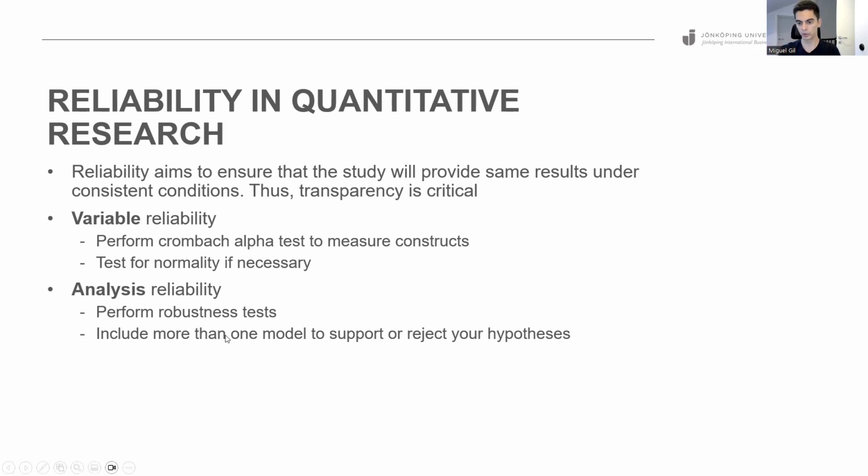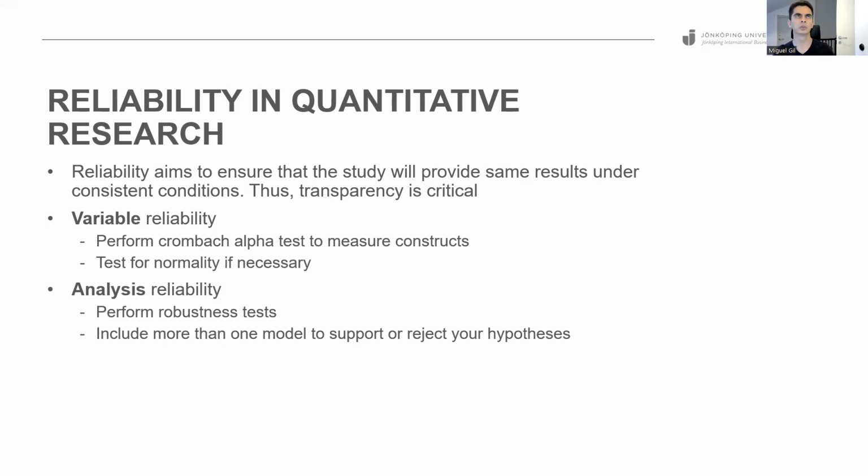And another way of doing it, and you did this in the quantitative lab, is to include more than one model to support or reject your hypothesis. So do not base your conclusion on only one model. Maybe have more than one. Maybe one where you have more controls. Maybe one where you have different years. Maybe one where, I don't know, you can develop more models.